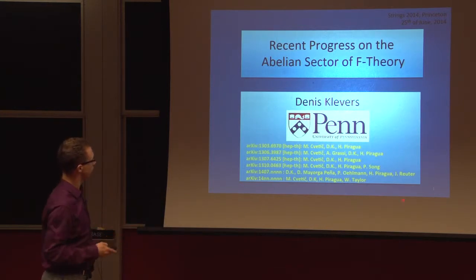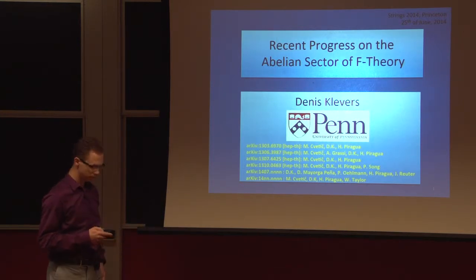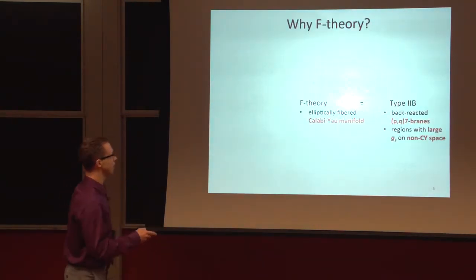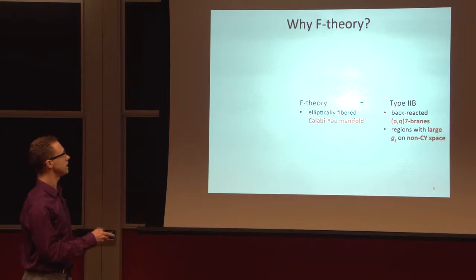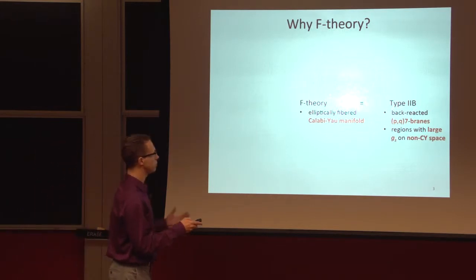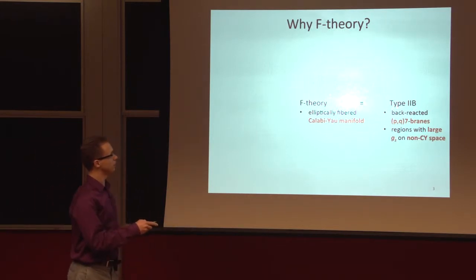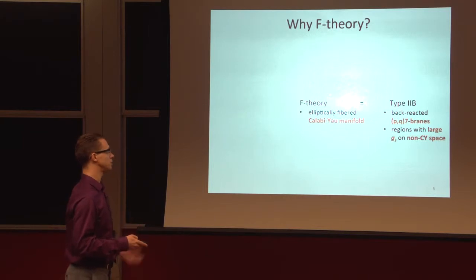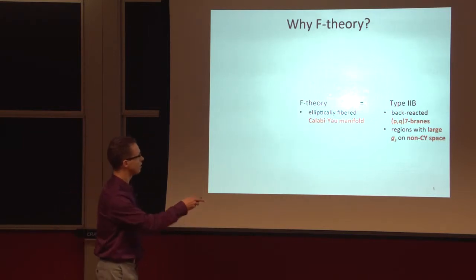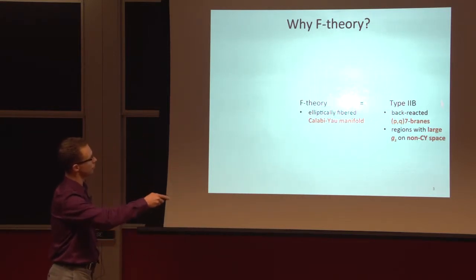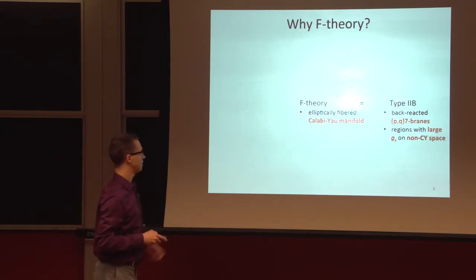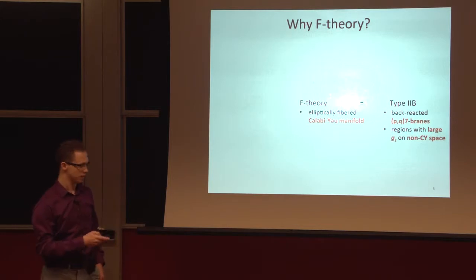Okay, so the topic of my talk is the abelian sector of F-theory. So let me start with a very brief introduction into the subject. F-theory is really a certain way to treat a non-perturbative setup of back-reacted PQ7 branes in type 2B string theory on non-Calabi-Yau geometries with regions of large string coupling. And the F-theory language of this non-perturbative setup is basically the geometry of a nice elliptically fibered Calabi-Yau manifold.